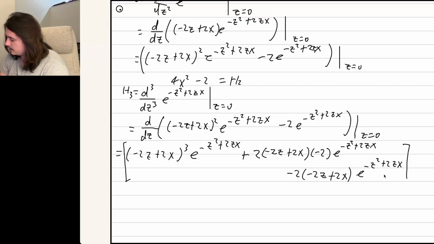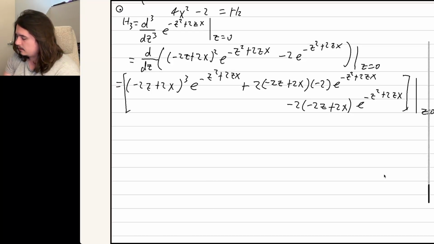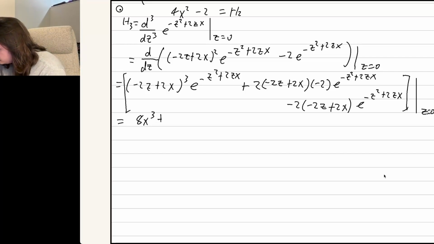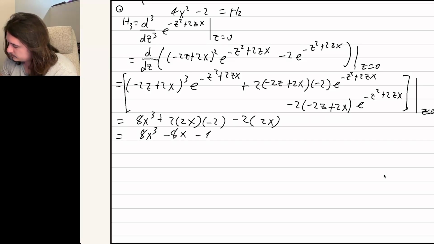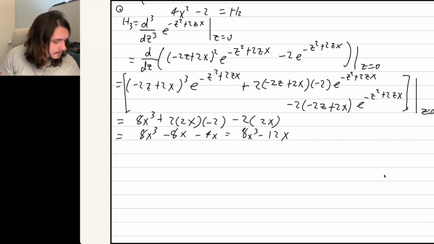All of that evaluated at z equals 0, which is going to be 8x cubed plus 2 times 2x times minus 2 times 2x, which is 8x cubed minus 8x, minus 4x. So 8x cubed minus 12x. I think that's right. It is.